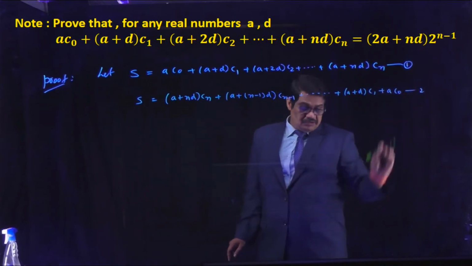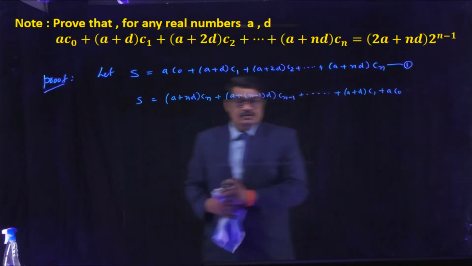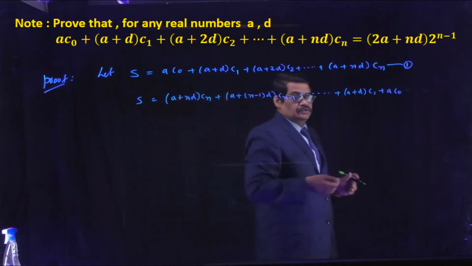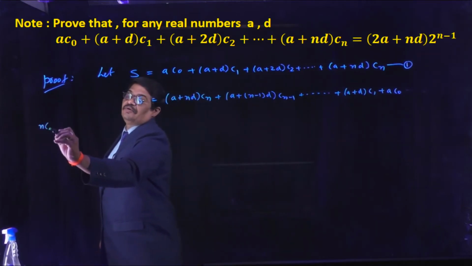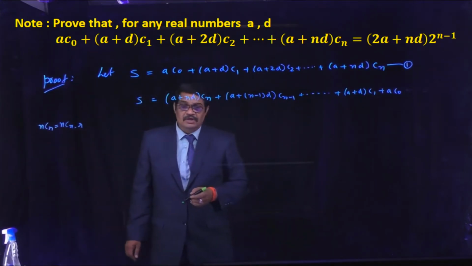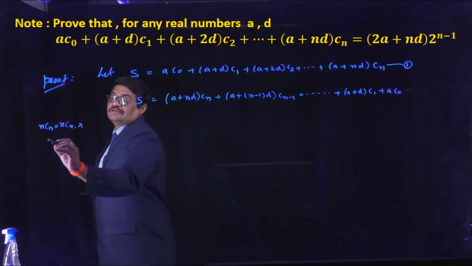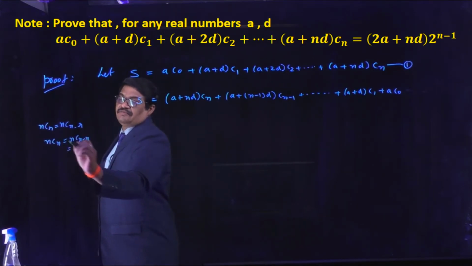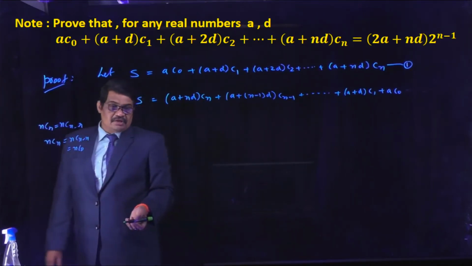Now we simplify this first. What is C naught? We know the formula: nCr is equal to nC(n minus r). This is the known formula. Suppose we take nCn, that is nC(n minus n), which is nC naught. So the first term and last term are equal.